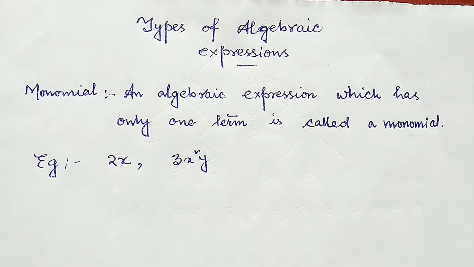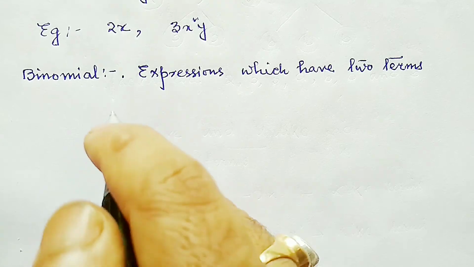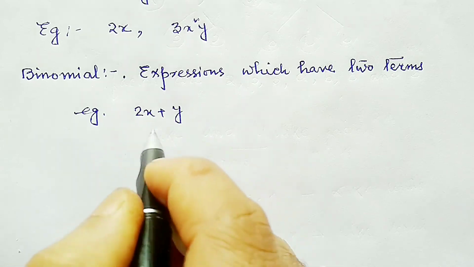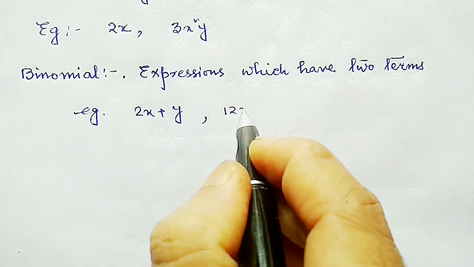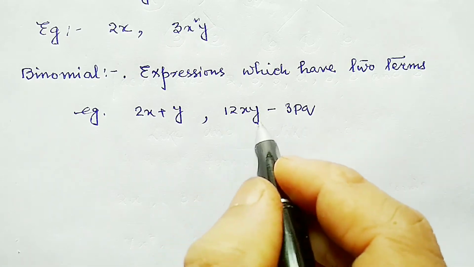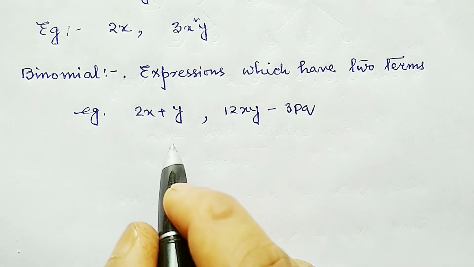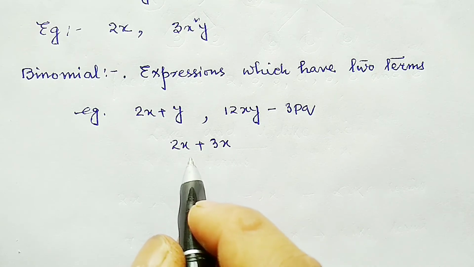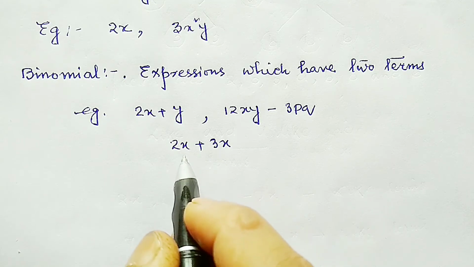Now what are binomials? An algebraic expression which has exactly two terms is called a binomial. If I write an example like 2x plus y, how many terms are there? This is one term, this is another term, so it's a binomial. 12xy minus 3pq, here this is one term, this is another term, so this type of expression is called a binomial. But suppose I write 2x plus 3x, then this is not a binomial. Why? Because this is x, here also this is x, these are like terms and they can be added.